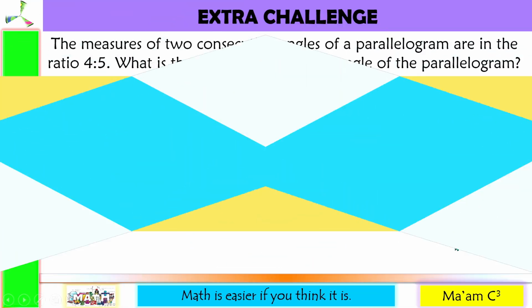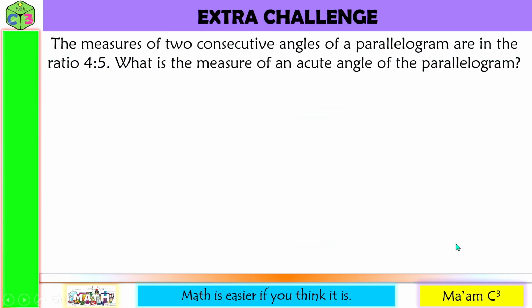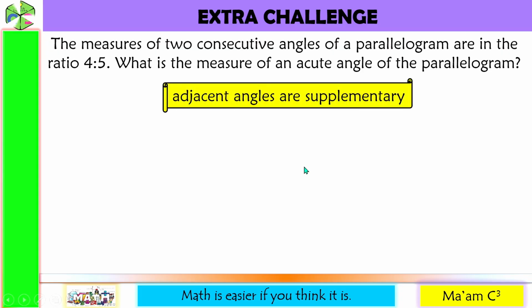Let us do extra challenge. The measures of two consecutive angles of a parallelogram are in the ratio 4:5. What is the measure of an acute angle of the parallelogram? So we have here consecutive angles, meaning adjacent angles. And we know that adjacent angles are supplementary.